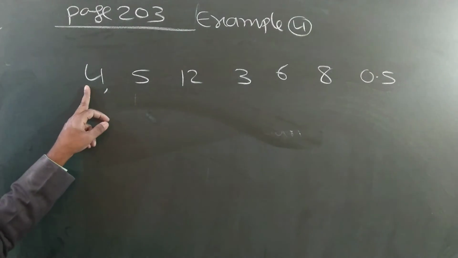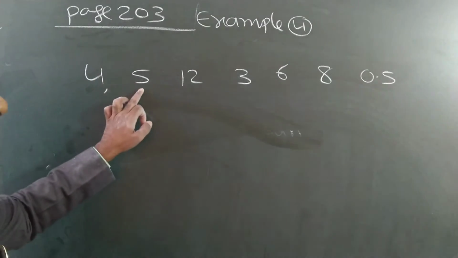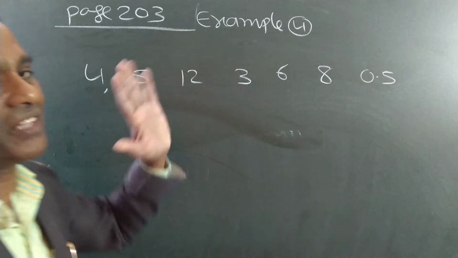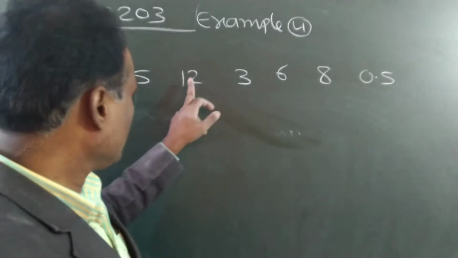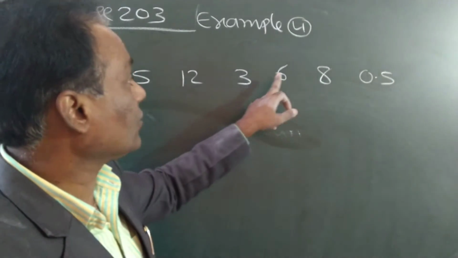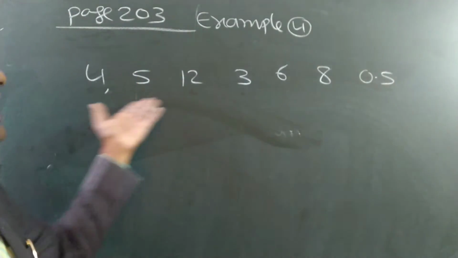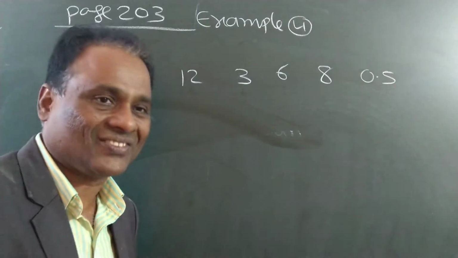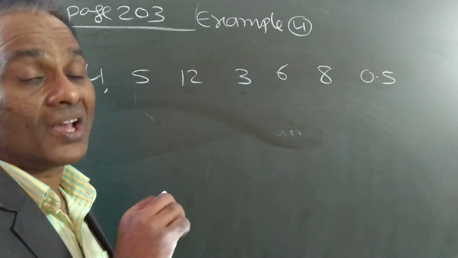Suppose it started from Monday. Monday rainfall is 4 centimeters, Tuesday rainfall is 5 centimeters, Thursday there was a rain of 12 centimeters, and then 3 centimeters, and so on through Friday, Saturday, Sunday. Every day there is rain and it is recorded. What is the average? Average, mean, or arithmetic mean, all are the same.